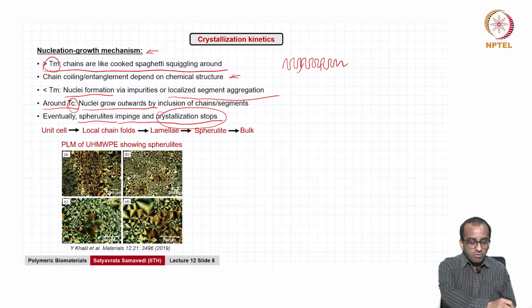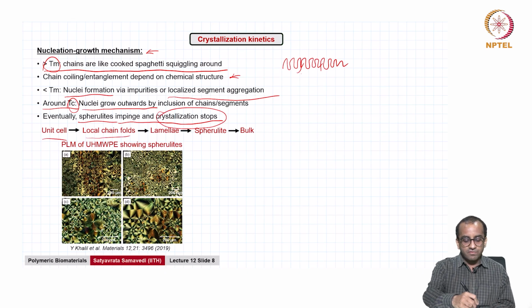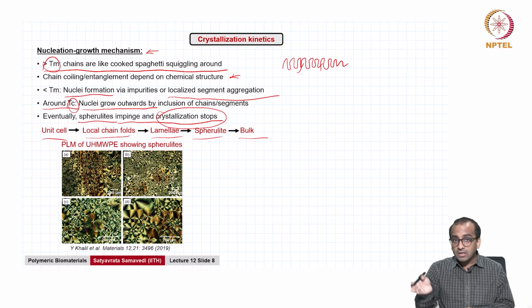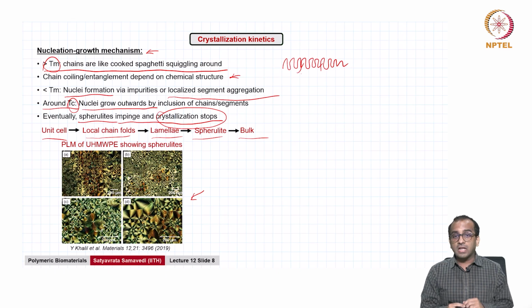So, you see, going from unit cell to localized chain folds to lamellae to spherulite to bulk, there is a clear hierarchy in the structure, and that is one of the characteristics of the crystalline phase. And just to show here as an example, a polarized light microscopic image of ultra high molecular weight polyethylene showing spherulites, which contain both amorphous tie regions and crystalline lamellae regions.